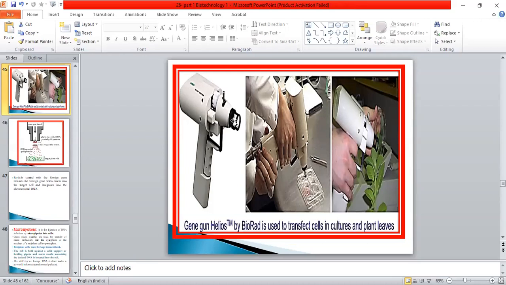Okay. And another one is also this one, also a laboratory aspect they are doing in the lab. This is also plant. This is also another work. Okay, see that the Bio-Rad is used to transfect cells in the culture and plant leaves. Plant leaves also directly injecting.